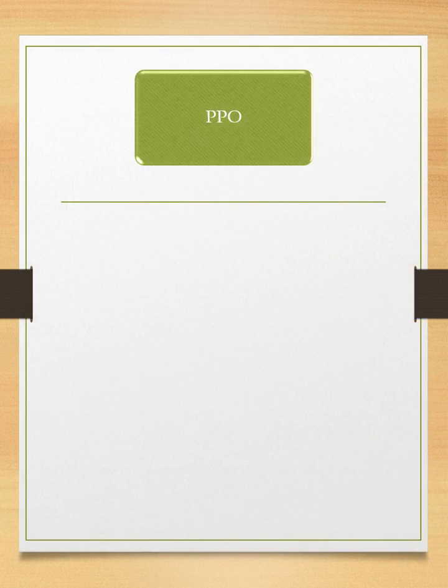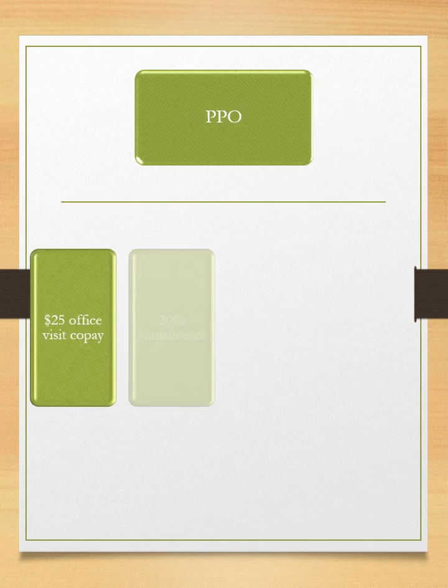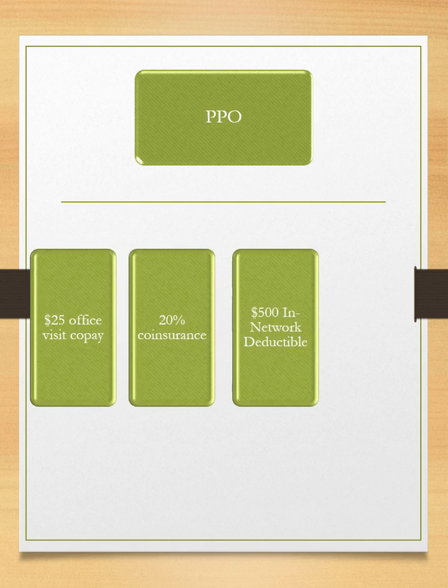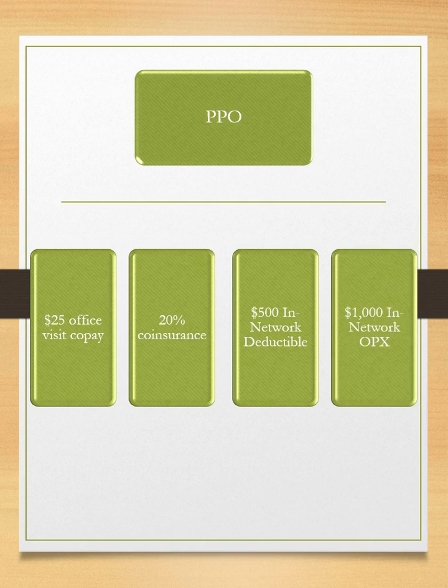Okay, the PPO plan that you chose has a $25 office visit copay, a 20% coinsurance, a $500 in-network deductible, and a $1,000 out-of-pocket maximum. In real life, your plan may have different costs, but these are just arbitrary numbers to illustrate the example.